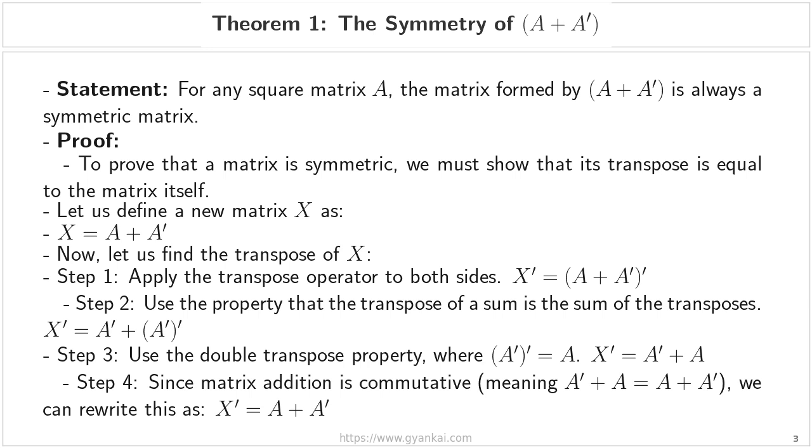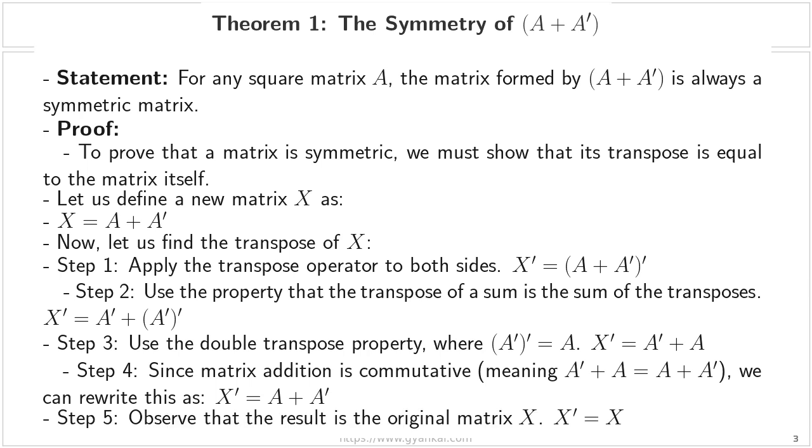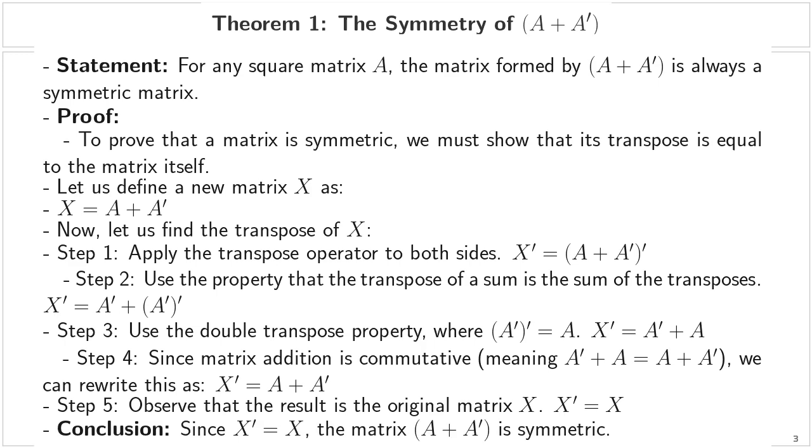In step 5, if we observe our result, we can see that it is identical to the original matrix X that we defined at the start. Thus, we have shown that X transpose equals X. In conclusion, since we have proven that X transpose is equal to X, the matrix formed by A plus A transpose is officially a symmetric matrix. Once you have grasped this logic, you will find that the proof for skew-symmetric matrices, which we will cover in the next slide, follows a very similar mathematical flow.